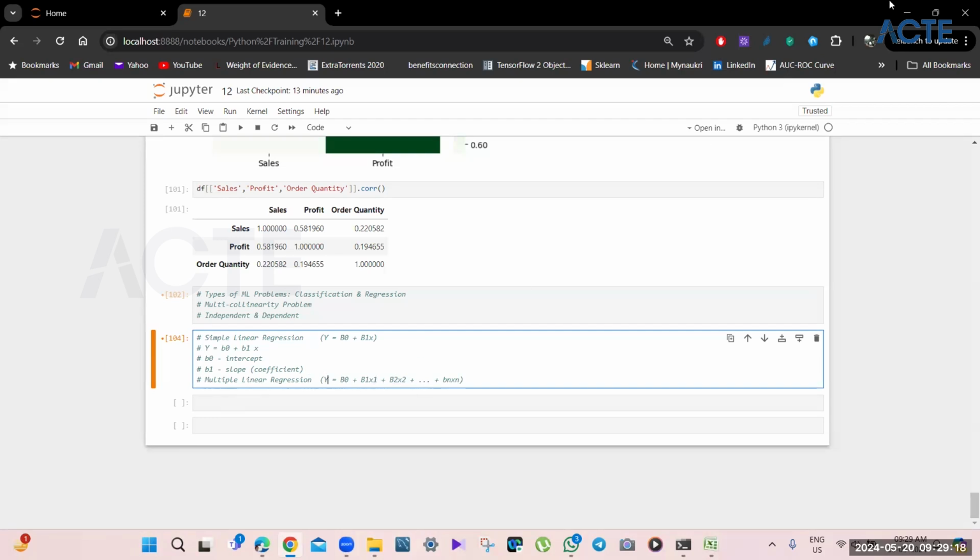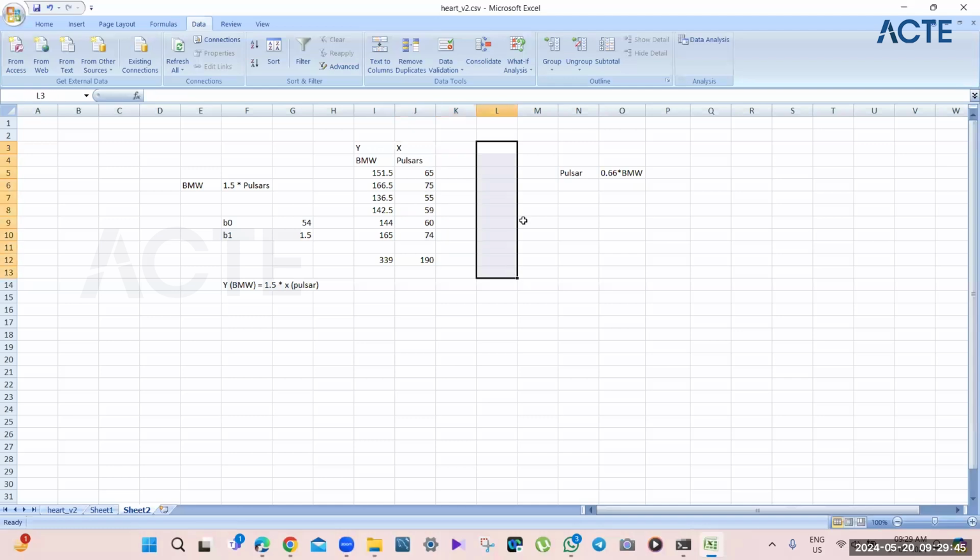Is it clear? Yeah. That is the only difference. One is simple linear regression, one is multiple linear regression. Simple linear means you are considering only one variable, like the Pulsar BMW example we saw. But for multiple linear, there will be more than one variable. That means there could be more number of Pulsar and lots of other variables. That will be my multiple linear equation, and that equation will only change.